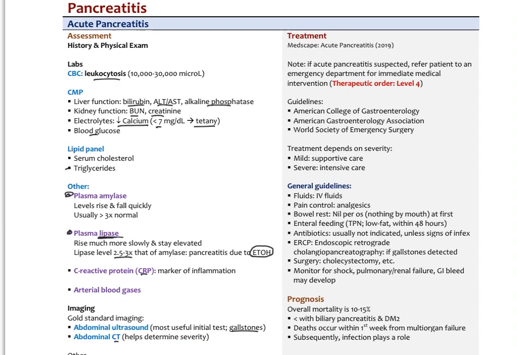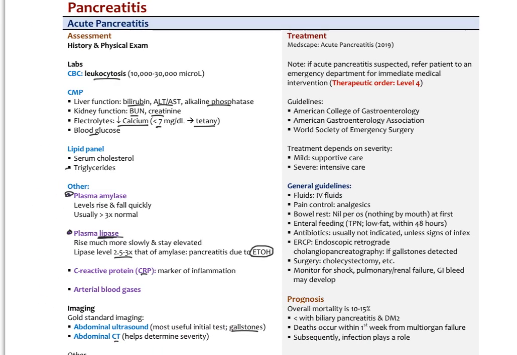The treatment is really, again, if you suspect a severe acute pancreatitis, this patient should be referred. That's a level 4 on the therapeutic order. Referred for treatment. There are different guidelines from the American College of Gastroenterology, American Gastroenterological Association, etc. And really they recommend the treatment should depend on severity. So for mild cases, we do supportive care, usually only, and severe would be intensive care.